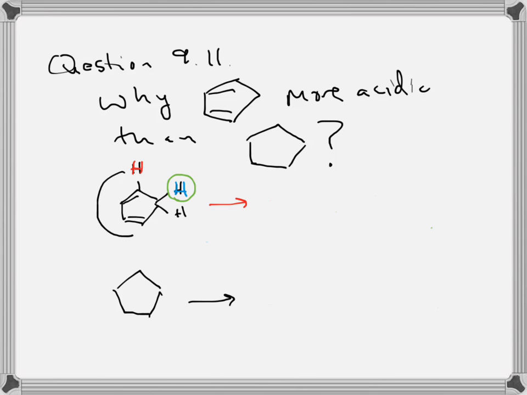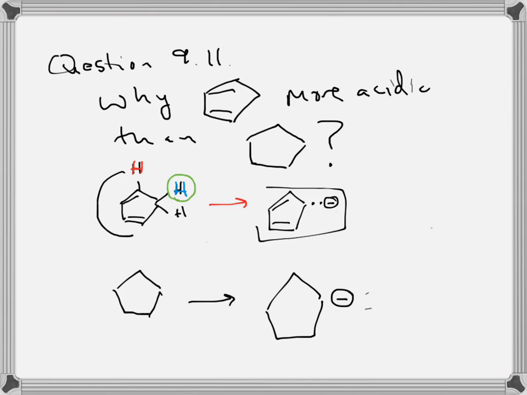So if we went through and looked at this structure, after it got rid of its hydrogen, we'd have the negative again. Can we do resonance in this structure? No. So with the cyclopentadiene, we have an aromatic stabilized conjugate base. If we have a more stable conjugate base, what does that mean about the acidity? Stronger. It's the stronger acid. So this one becomes a stronger acid because the conjugate base is more stable. Does that make sense? Mm-hmm.